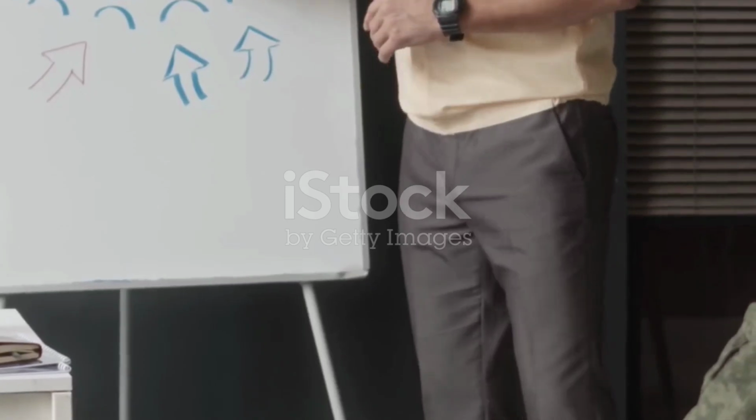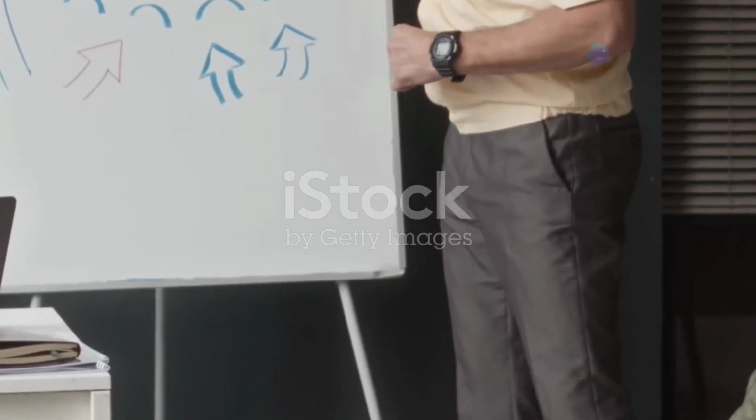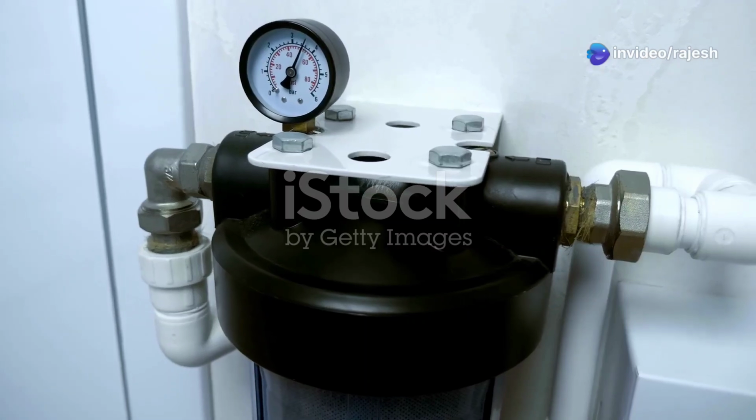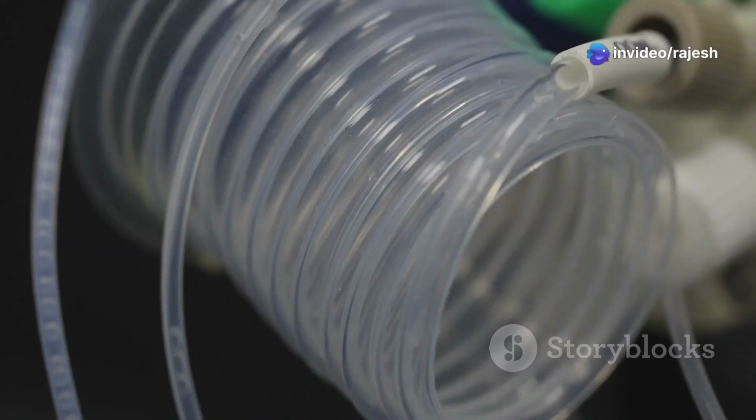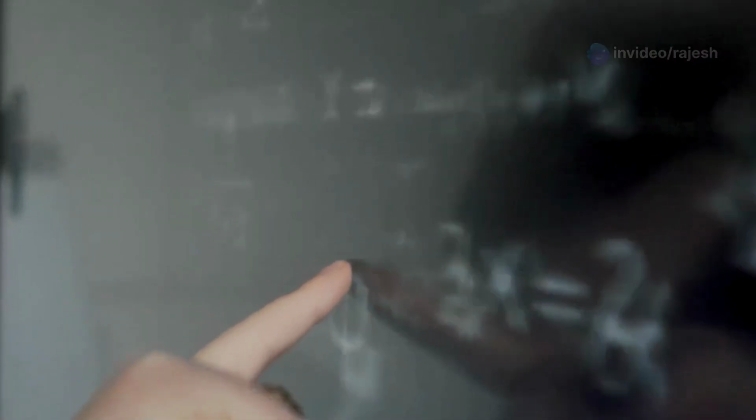Section 6. Ohm's law, the relationship between voltage, current, and resistance. Imagine a water pipe. The water pressure is like voltage, the amount of water flowing is like current, and the pipe's size is like resistance. Ohm's law describes the relationship between these three fundamental electrical quantities.